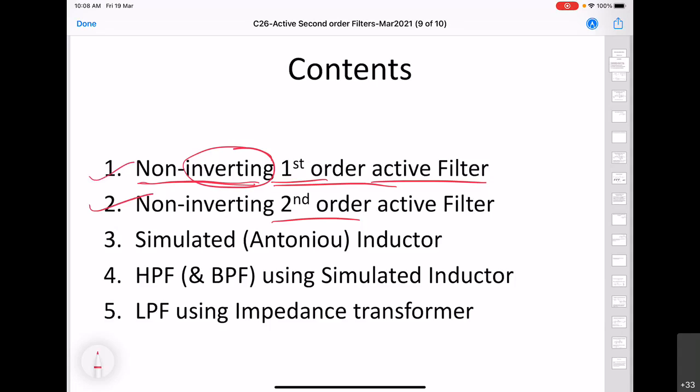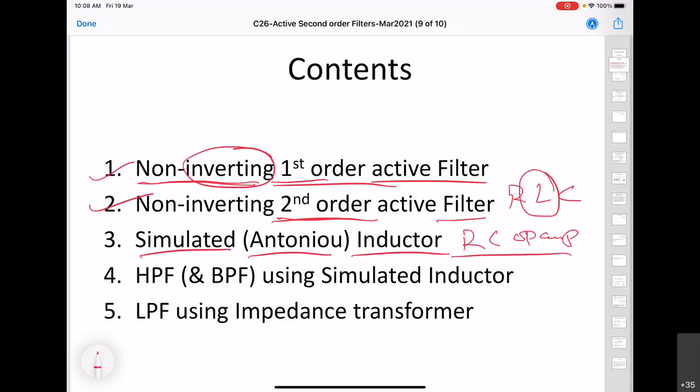And if you recall the previous lecture, the second order filters were implemented using RLC, and it was pointed out that L is typically avoided in integrated circuits because it requires a lot of area. So what we will do today is study a circuit called simulated inductor proposed by Antoniou. This circuit consists of RC and op-amp, and we will see that it behaves like an inductor, although it does not contain any inductor.